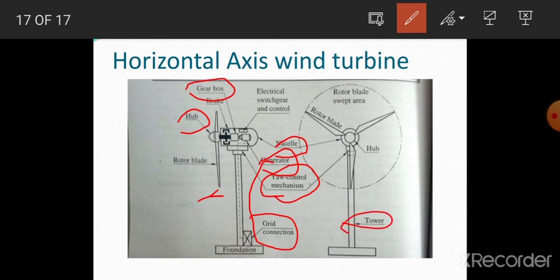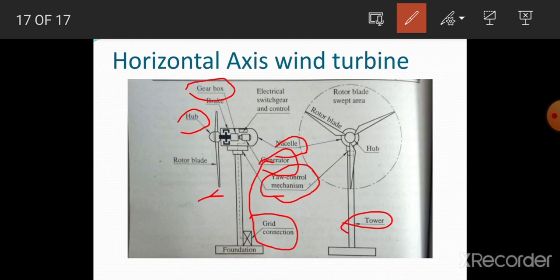Then there is the tower. The tower supports the nacelle and the rotor. Modern wind turbine generators are installed on tubular towers. Large turbines use the latest tower designs to withstand gravity loads and wind loads. For medium and large size turbines, the tower is slightly taller than the rotor diameter. In the case of small turbines, the tower is much taller than the rotor diameter, as the air is erratic at lower heights. Both steel and concrete towers are being used. So these are the main components of the horizontal axis wind turbine that we can call in short HAWT.